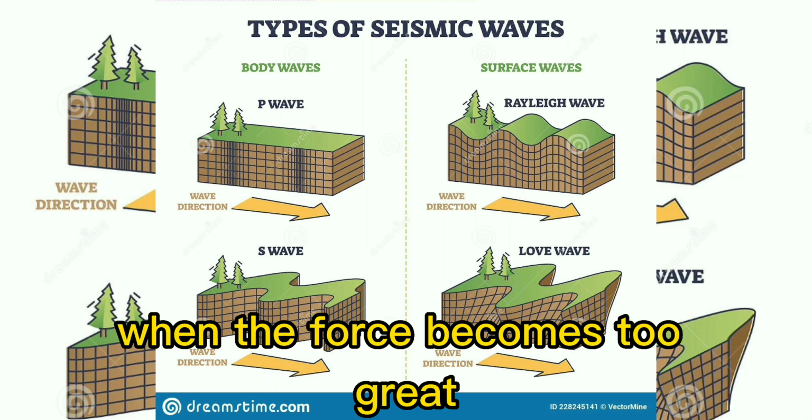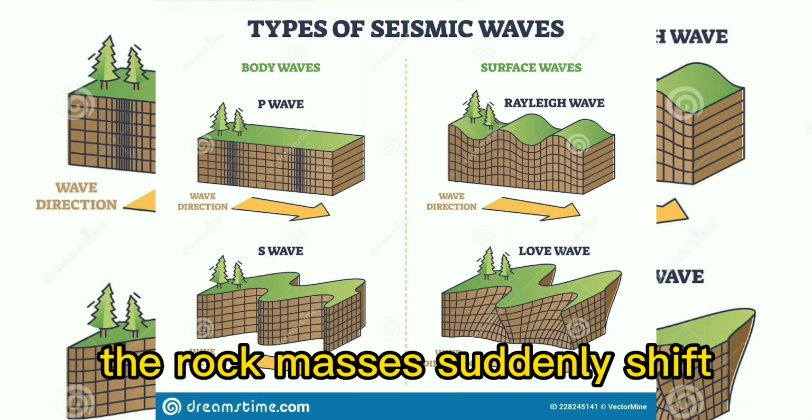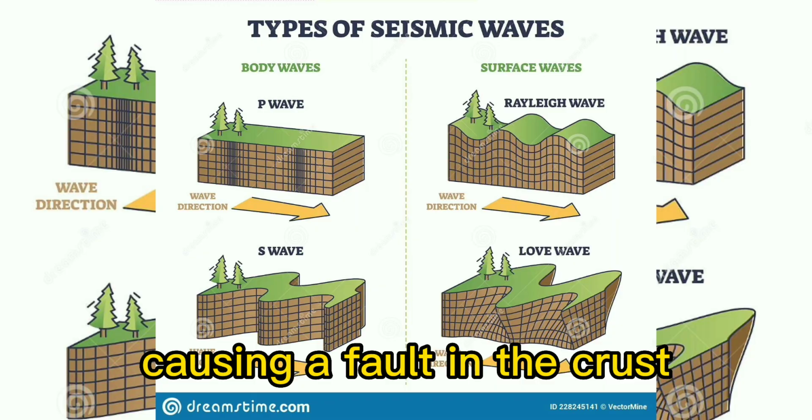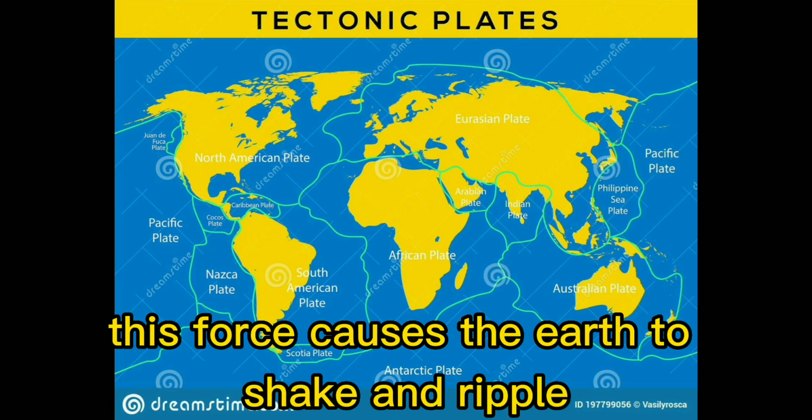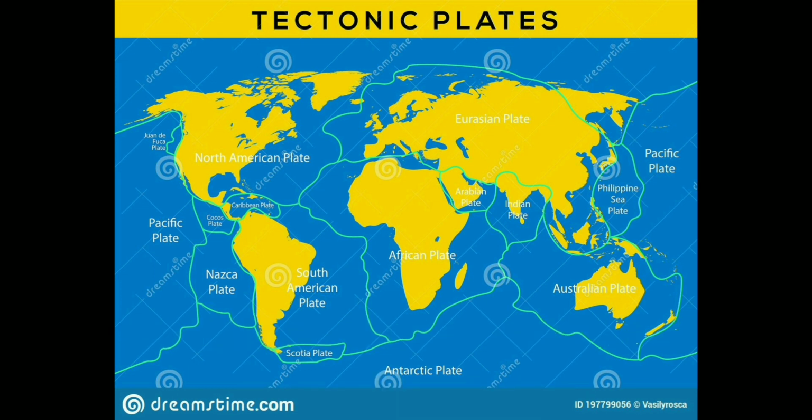When the force becomes too great, the rock masses suddenly shift, causing a fault in the crust. A fault is a crack in the Earth's crust. This force causes the Earth to shake and ripple, and this is how we get an earthquake.